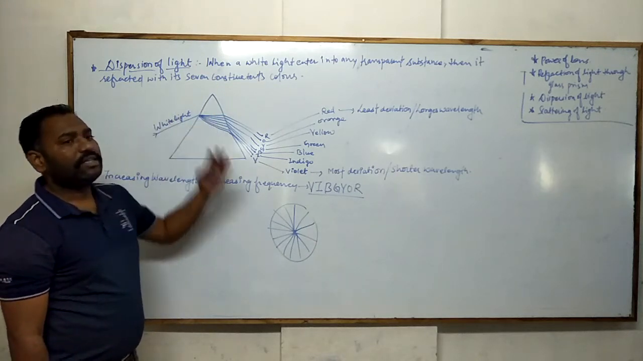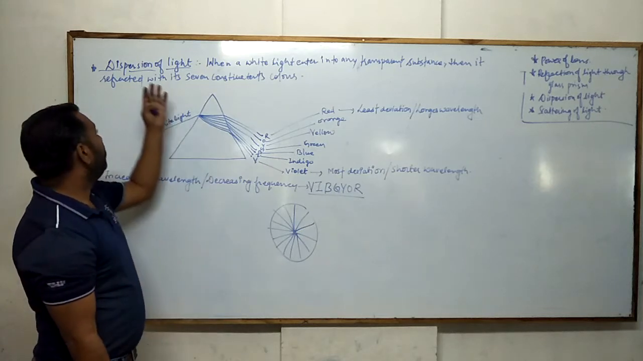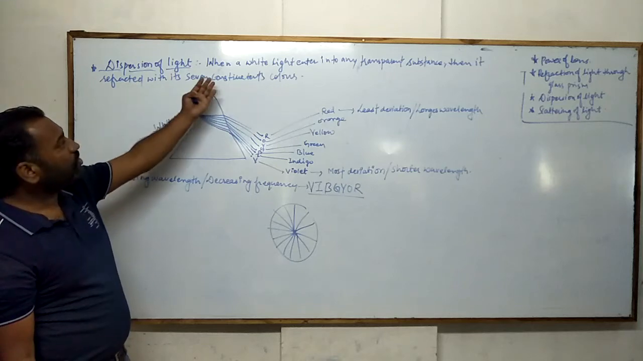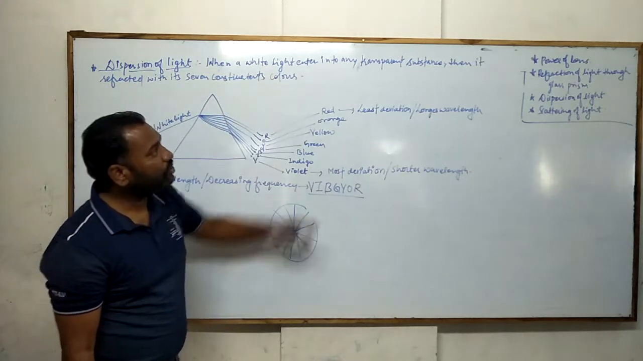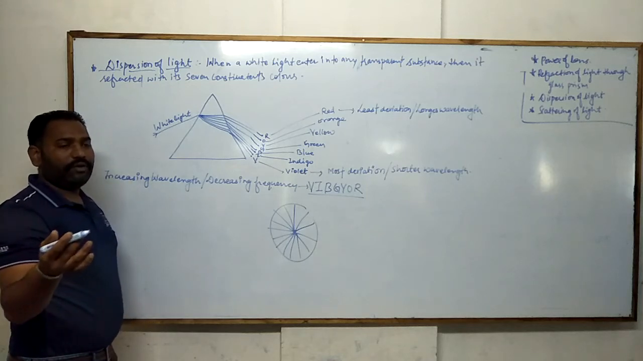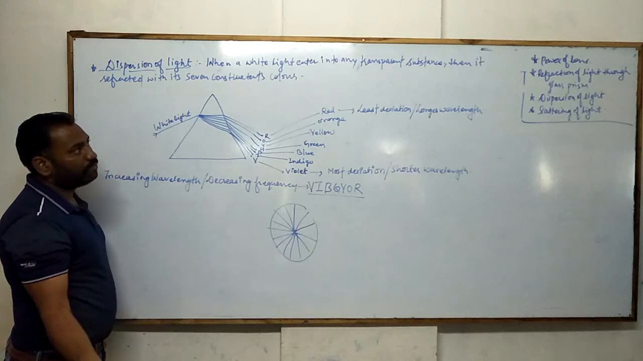Then you also can write the splitting of white light into the 7 colors, also known as dispersion of light. So first of all, when a white light enters any transparent substance, maybe a rectangular glass slab, maybe this type of prism.